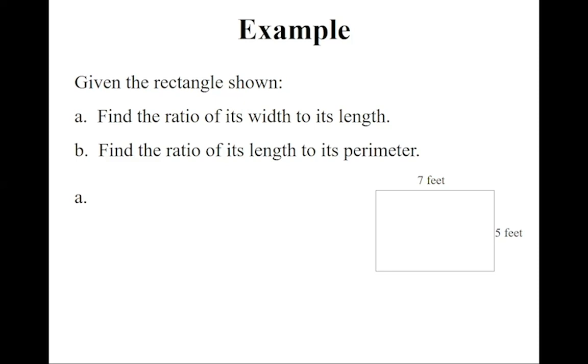Given this rectangle, 7 feet by 5 feet, let's find the ratio of its width to its length. Well, the length implies longer. The length is 7 feet. The width is 5 feet. So width to length would be 5 feet to 7 feet. Feet cancel, leaving us with 5 to 7. Again, length implies longer.